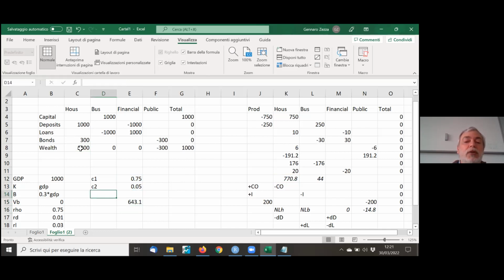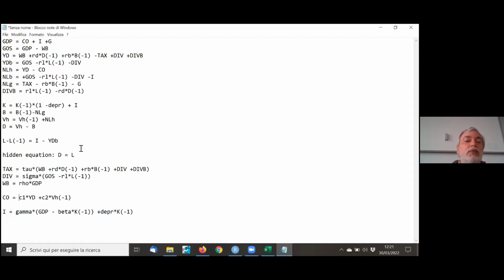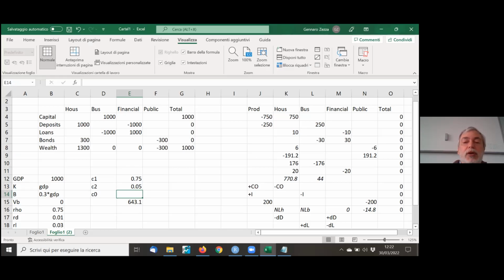So a simple way to go is to add a constant to the equation. So instead of having only C1 and C2, I also have a C0. And I put this C0 to be equal to what I want to get less what is implied by my parameters. So now these parameters in the consumption function should give me 700. And here I will have 700 spent on consumption.